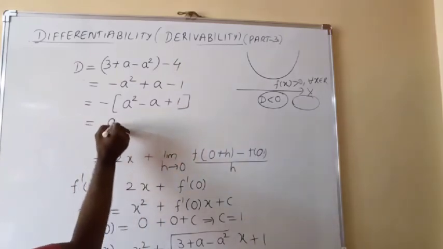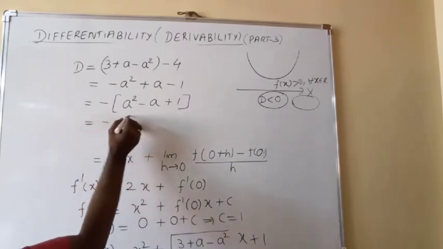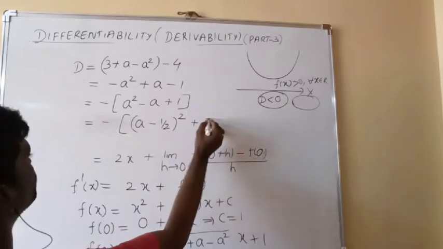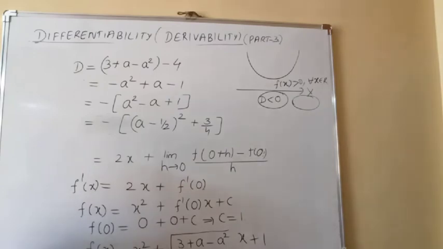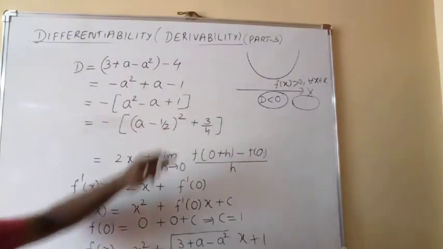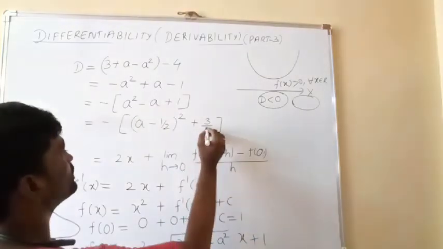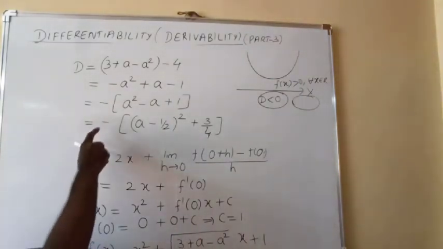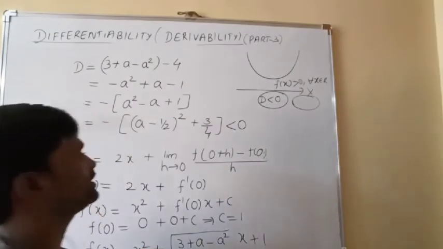And clearly we can write this as minus of a minus 1 by 2 whole square plus 3 by 4. Correct? So I am expressing it as a perfect square. In integration also we learn this. So a square minus a plus 1 can be written as a minus 1 by 2 whole square plus 3 by 4. So clearly inside the bracket, whatever it may be, for any real number a, it is positive. Into minus is there, so it is always negative. So it is clearly less than 0.